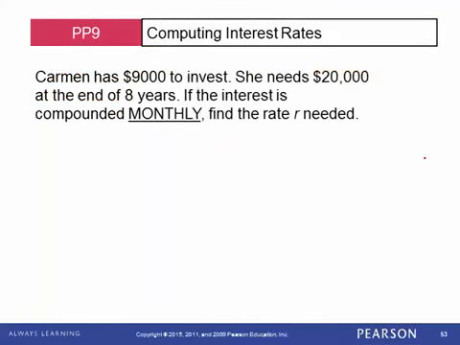Okay. What happens if we go backwards? We're going to invest $9,000. At the end, we're going to want to have $20,000, and we want to do it in 8 years. If you know the bank is going to compound monthly, we want to find the R value that's going to make that true. So what's the interest rate?